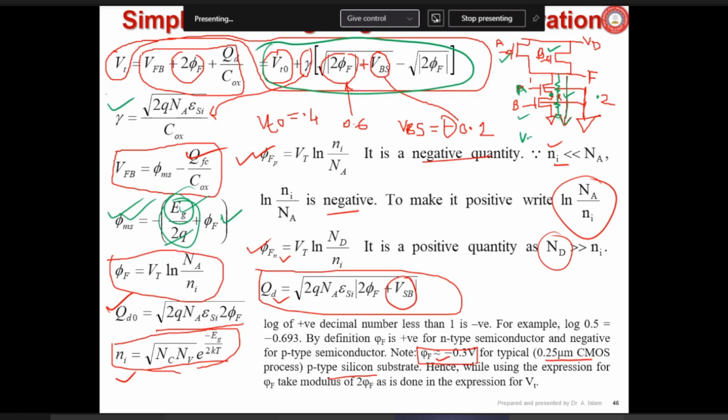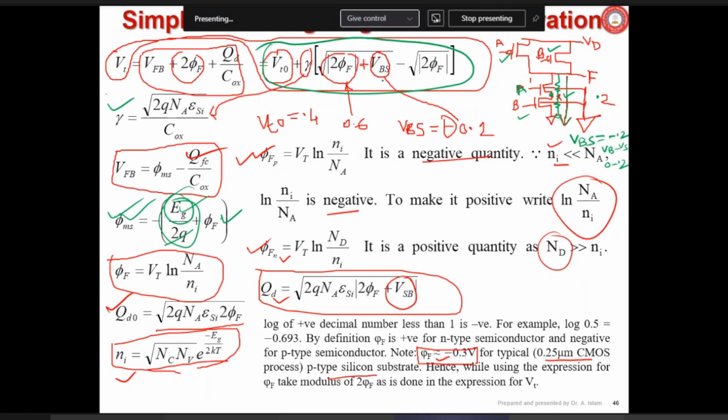So what is the VSB, by the way? Or VBS, let me denote it as VBS. What is the VBS? Tell me. VB is the potential at X. VB minus VS is 0 minus 0.2, so minus 0.2 volt. VBS is minus 0.2 volt or not? Yes or no? Yes, sir.